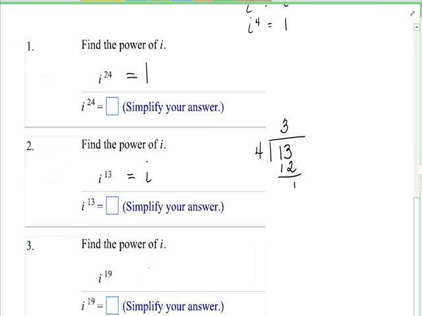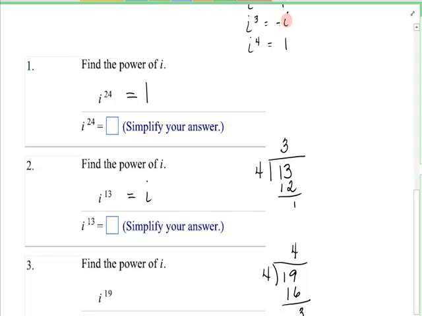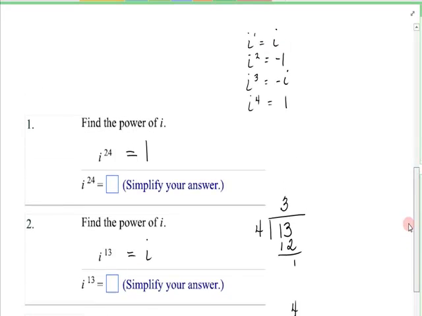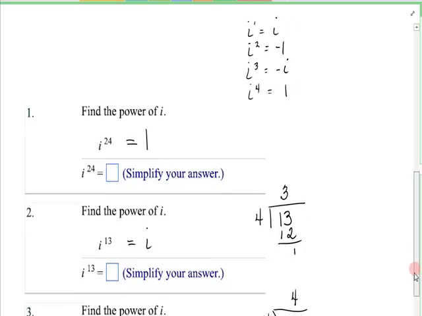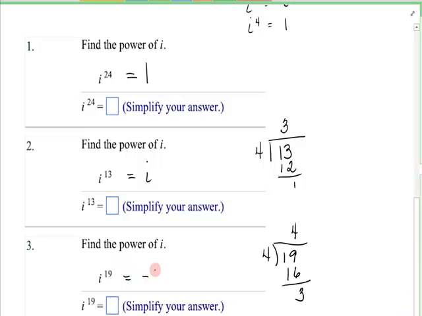Let's look at i to the 19th. Divide 4 into 19. It's going to go 4 times. 4 times 4 is 16, leaving 3. This is unusual, but we really don't care about the quotient. It just says how many times you cycled through this pattern. What you care about is the leftover, the remainder. So you will go through this 4 times, and then you will land on 1, 2, 3. So i to the 19th is negative i.